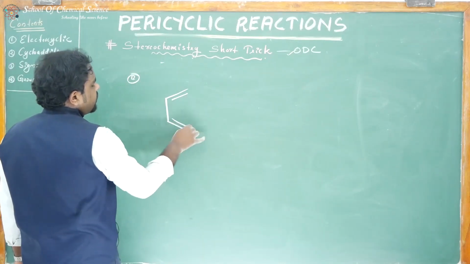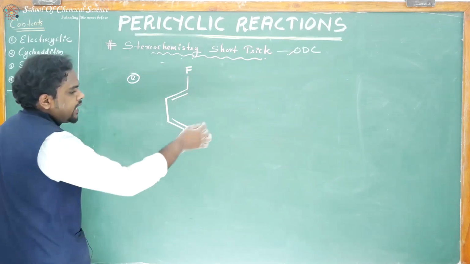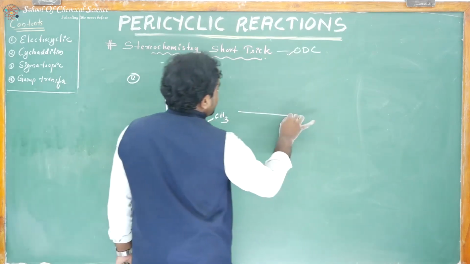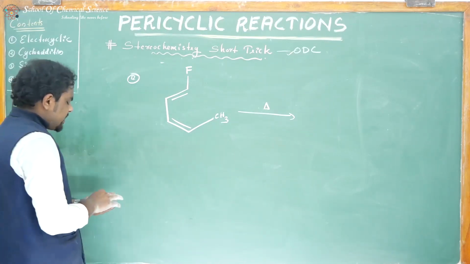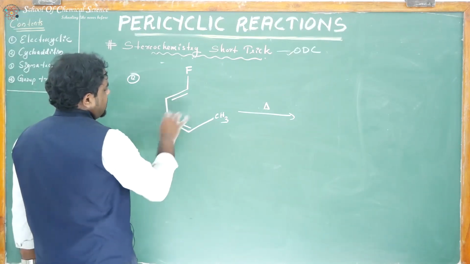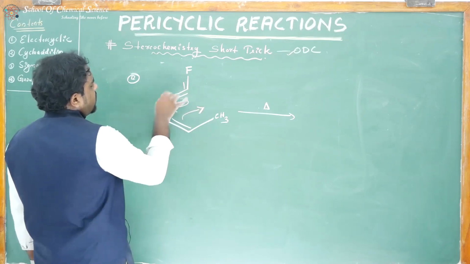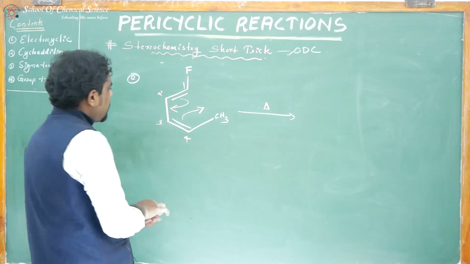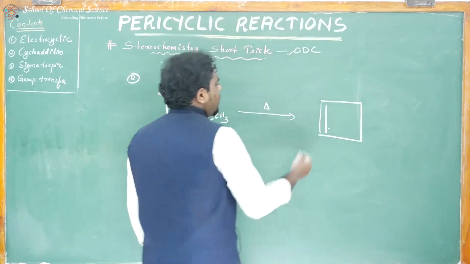Typical system. Fluorine is above. Okay. CH3 is also above. The condition is thermal. What is the reaction here? Electrocyclization. The pi bond shifts towards here, and this pi bond makes a sigma bond. 1, 2, 3, 4. Between 1 and 4, a new sigma bond is formed and a 4-membered ring is formed. So here a pi bond.